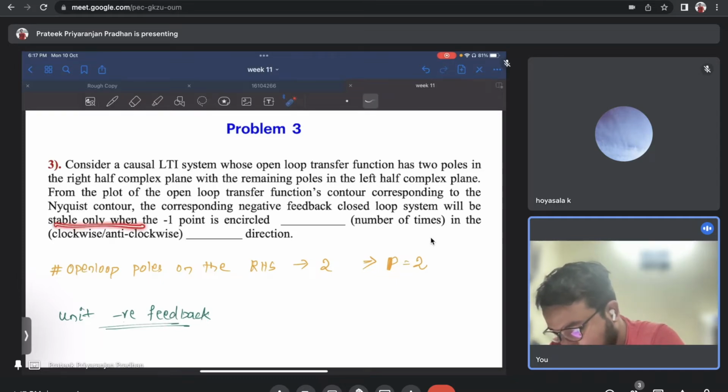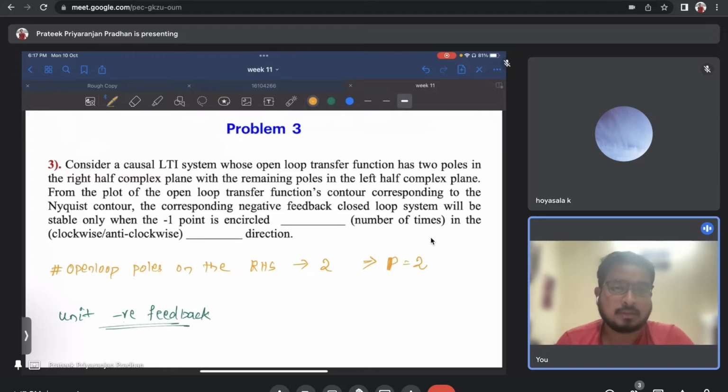It says the system is stable when -1 is encircled. How many times? In which direction? In this question, only the pole is given. Actually, the question itself is insufficient, because this was the question given in last year's assignment of the NPTEL course. I have talked to the other TAs also. This kind of incomplete question, here you have to assume the number of zeros on the right hand side, because there is no information regarding that in the question.